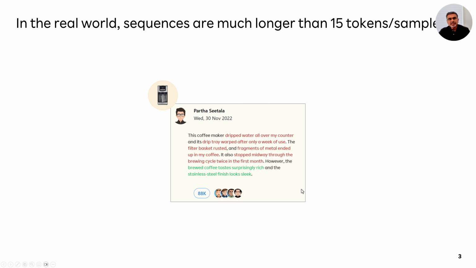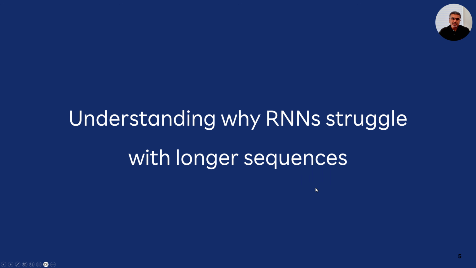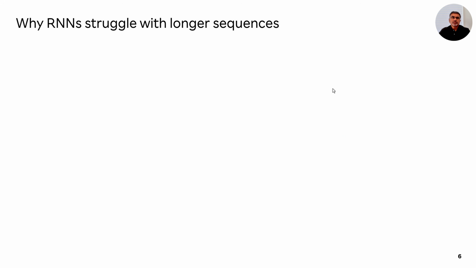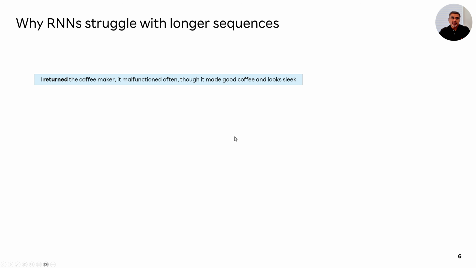Okay. Now, why is it that recurrent neural networks actually struggle when the sequence lengths are longer? Let's understand that first. So let's go back to building a neural network that can understand the sentiment conveyed by a review. So let's say the review is something like this. I returned the coffee maker. It malfunctioned often, though it made good coffee and looked sleek.